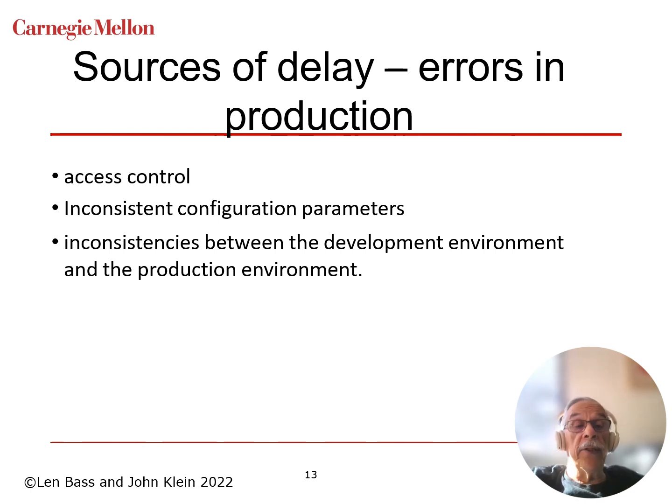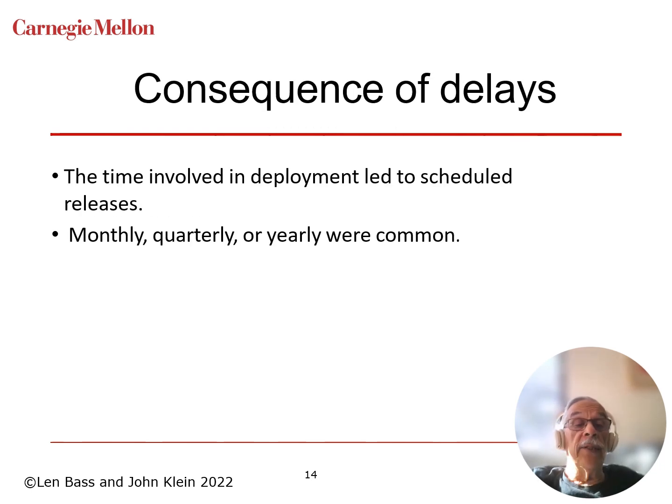You get errors in production. You have errors and you've set your configuration parameters incorrectly. You have problems with access control. You have inconsistencies between the development environment and the production environment. And so the time involved in deployment led to scheduled releases. So typically, historically, monthly, quarterly, or even yearly releases were common.